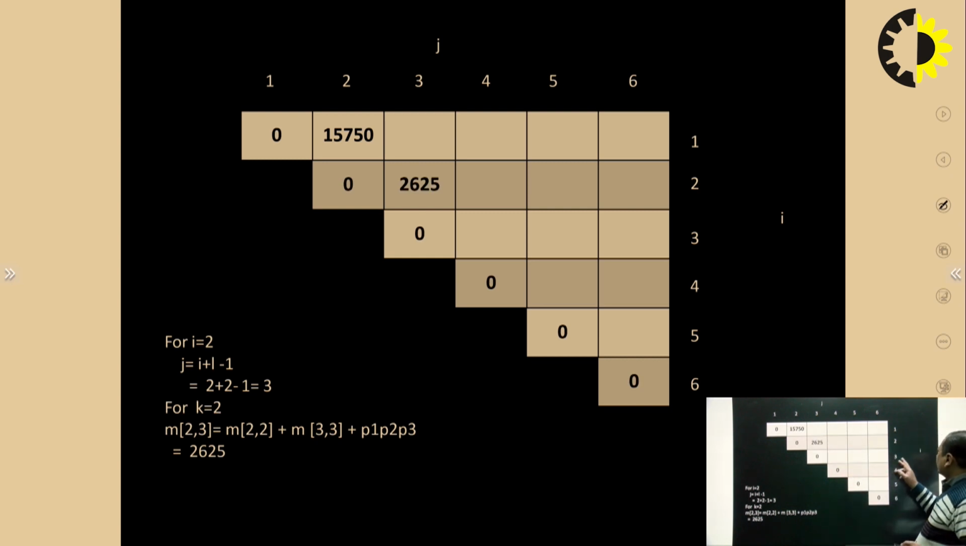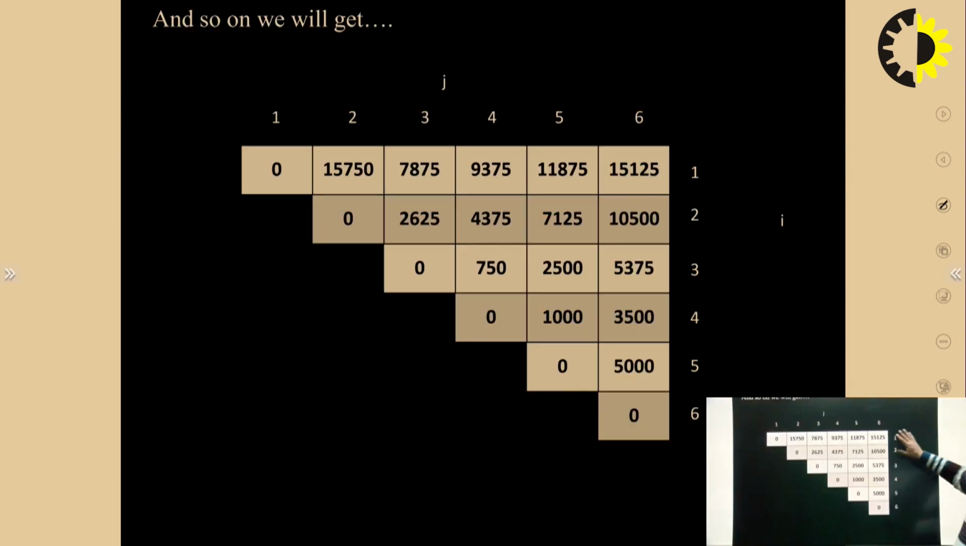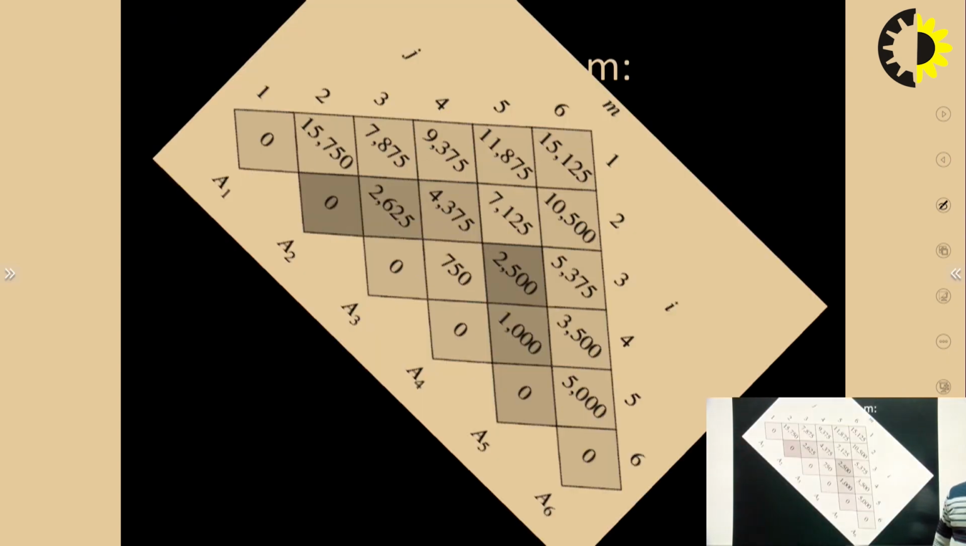Now calculate 3 comma 4. So 2 comma 2, 2 comma 3, 2 comma 4, we will calculate in the same fashion, right? And we will fill all the values. So finally we have the 15,125 number of scalar multiplications we will require to multiply all the matrices.